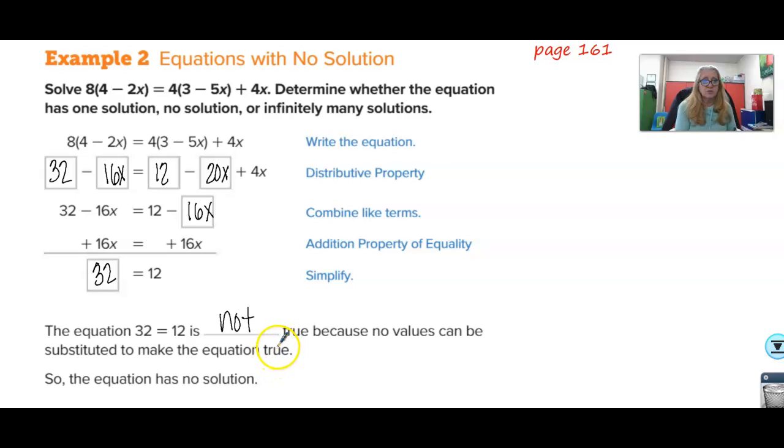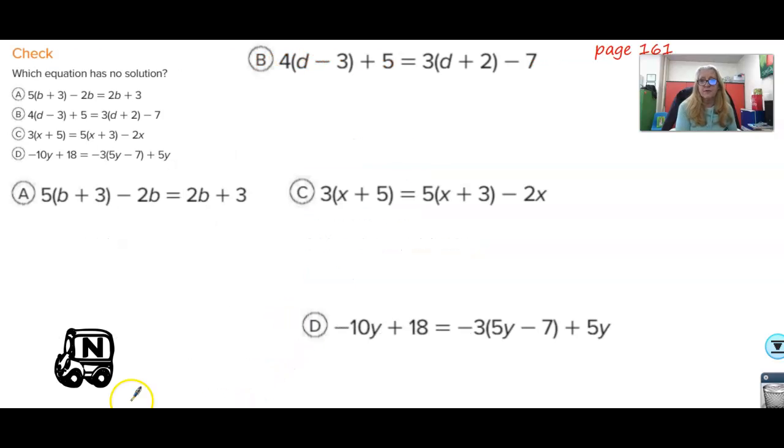It has no solution. So that's if the variable terms match, but the other numbers don't. It creates an unequal equation. Okay, so again, they want to know which one of these has no solution. So here we go. We're looking for no solution means the variable terms match, but the constants do not.